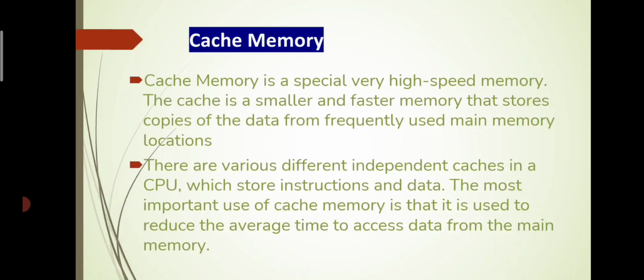Cache memory is a very special high-speed memory, a smaller and faster memory that stores copies of data from frequently used main memory locations. There are various independent caches in your CPU which store instructions and data. The most important use of cache memory is that it is used to reduce the average time to access data from the main memory.